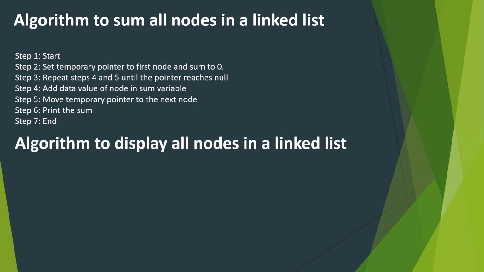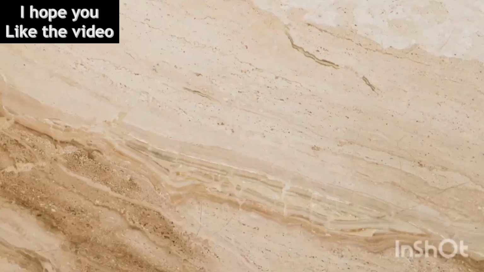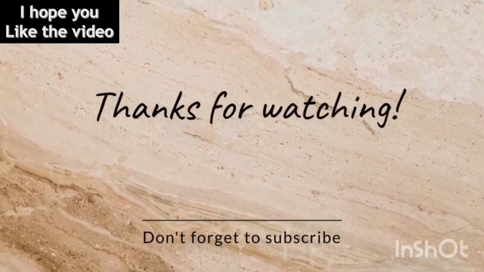Algorithm to display all nodes in a linked list. Step 1, start. Step 2, set temporary pointer to the first node. Repeat steps 4 and 5 until the pointer reaches null. Step 4, print the data value of the node. Step 5, move the temporary pointer to the next node and end. So in this way, all the nodes, all the information can be printed.